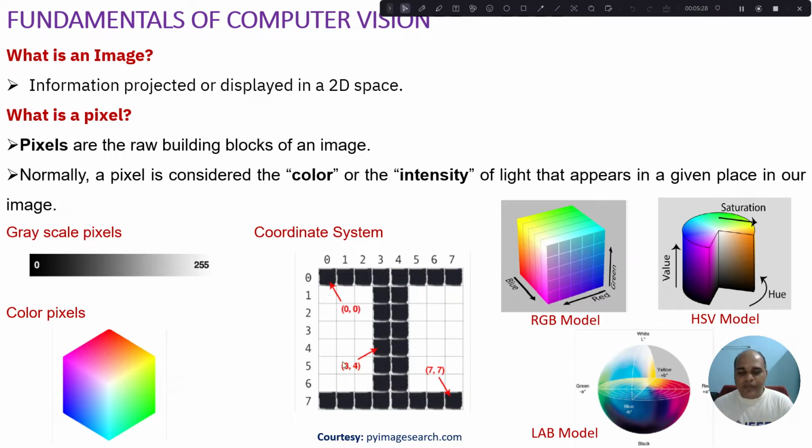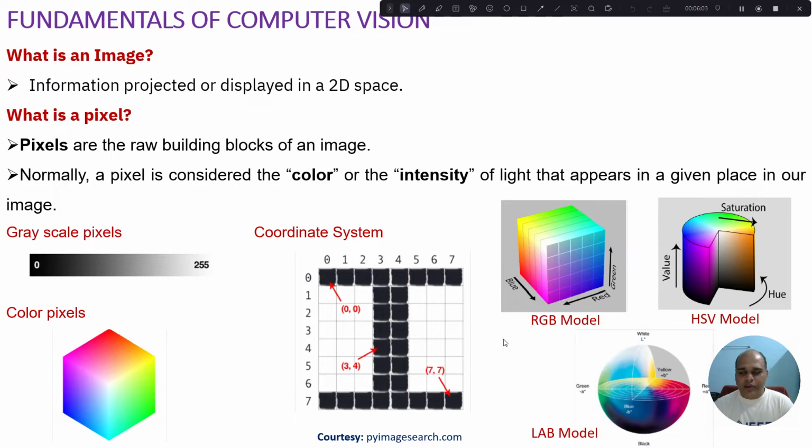In the same way, when I want to access this pixel, which has a width of 3 and height of 4, it is represented by 3, 4. Likewise, if I want to access the bottom rightmost pixel, my width is 7 and my height is also 7. So it is represented by 7, 7. The coordinates of each and every pixel are represented in terms of width, height information.